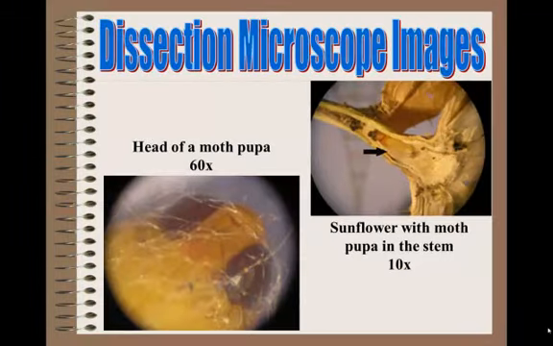Here are some images taken with a dissection microscope, and that's the head of a moth pupa at 60 times. And then in the upper right-hand corner it's a sunflower cross-section, and they've got the arrow pointing to a pupa, which is in the stem of it. And that's only 10 times. Now, ours do not magnify up to 60 times.